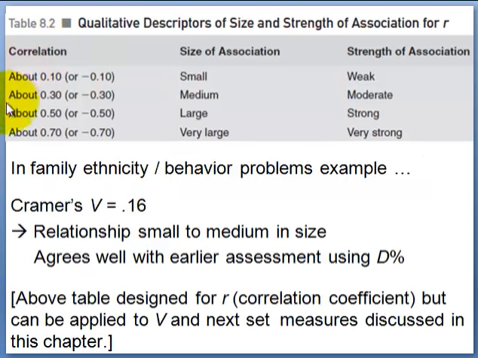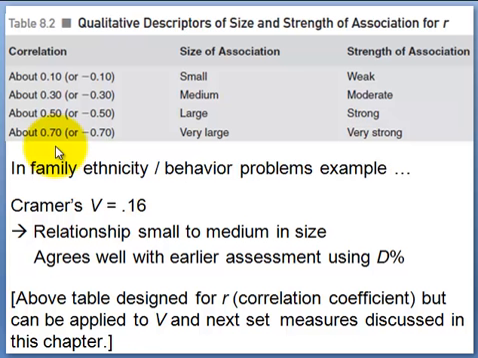Here are the qualitative descriptors for size and strength of association for the correlation coefficient R that is in Chapter 8. I'm going to suggest that these descriptors work reasonably well in helping you assess the size of association conveyed by a given Cramer's V. For Cramer's V, a difference is that Cramer's V does not take on negative values, so your focus would be on the positive ones.